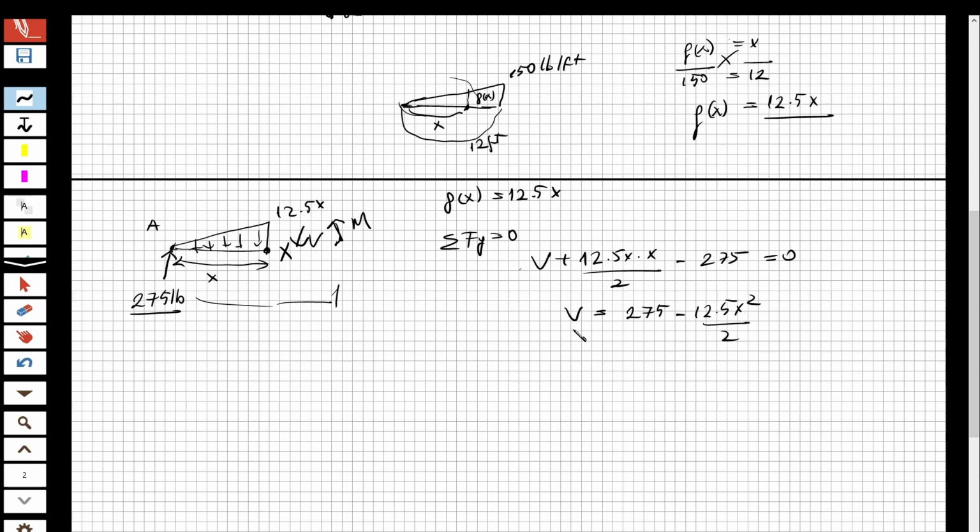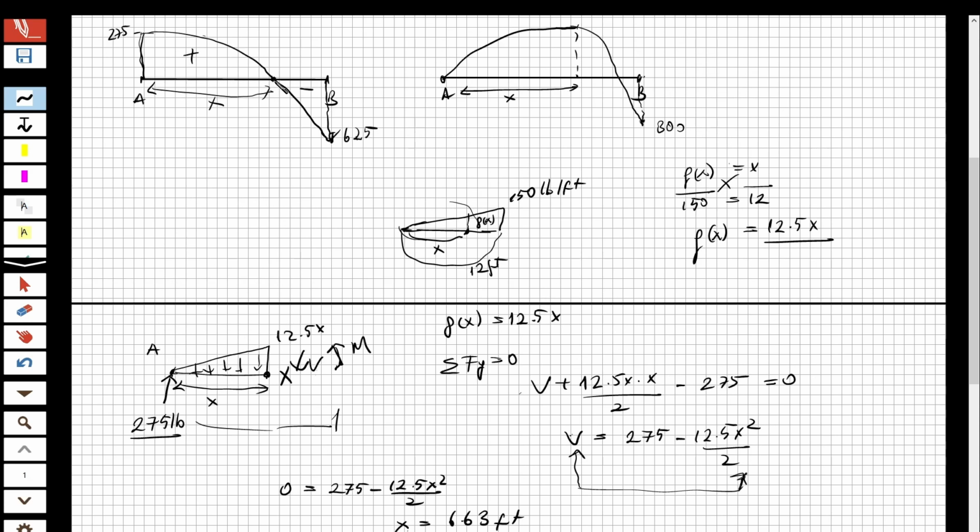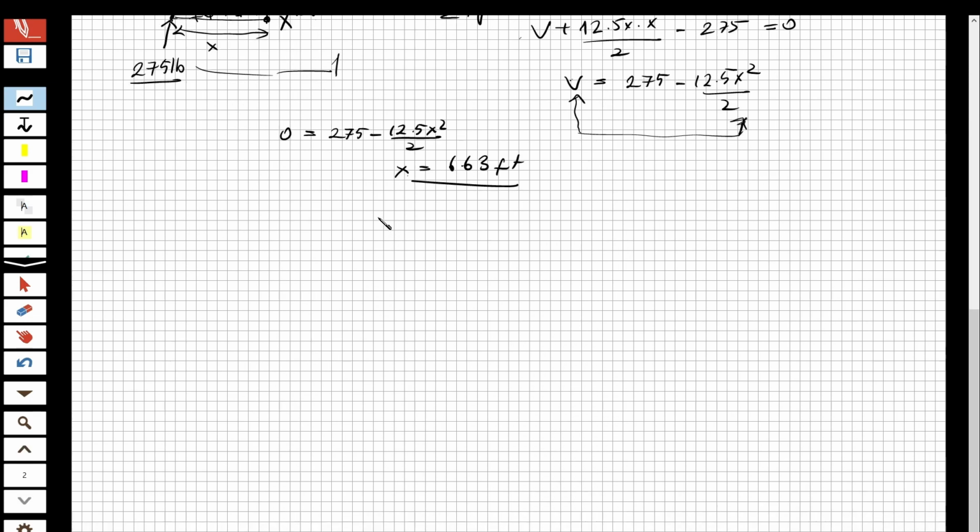Now we obtain the shear equation. How to determine the point where the shear is 0? When I write into this equation V as 0, so 0 equal to 275 minus 12.5 x squared over 2, and I'm going to obtain x equal to 6.63 feet. Now we obtain the point where the shear force is 0. We obtain x. So let's determine the maximum moment.